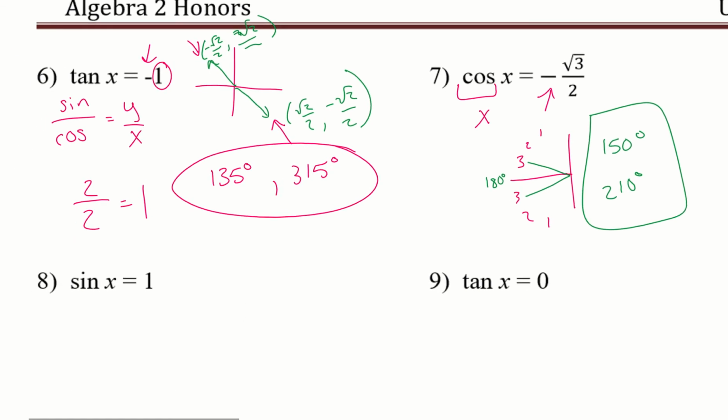Okay, let's take a look at sine. So we have sine, which is my y value, and it's at 1. So we have axis, and positive y is just going to be up there. So we only have one option here, which is 90 degrees.